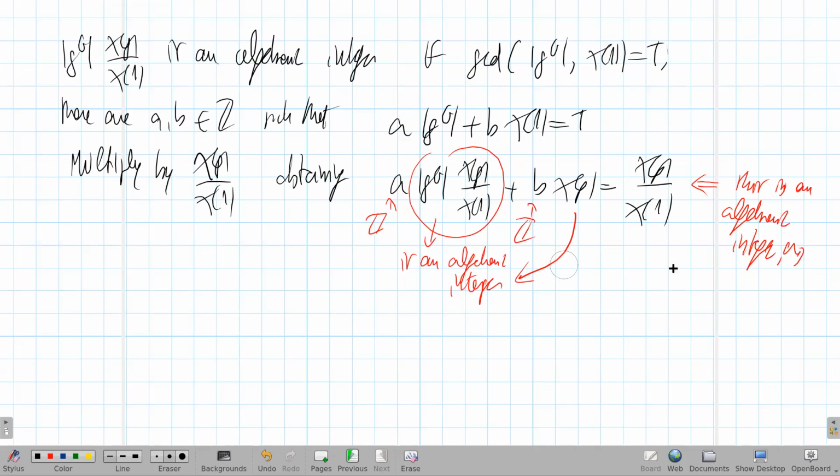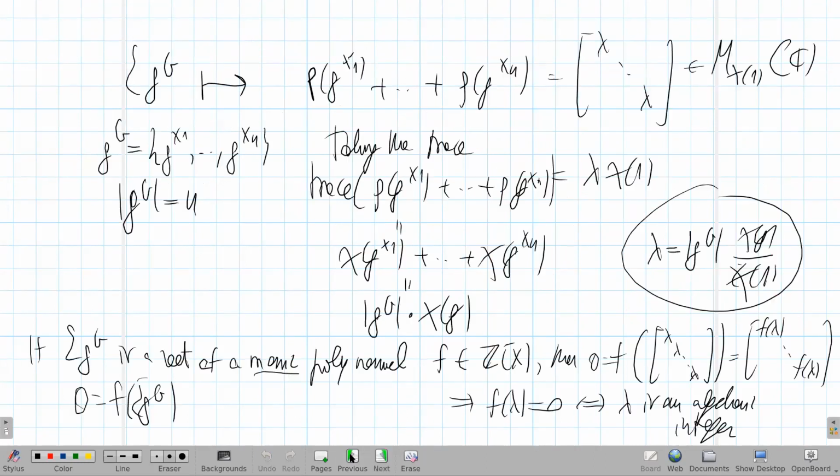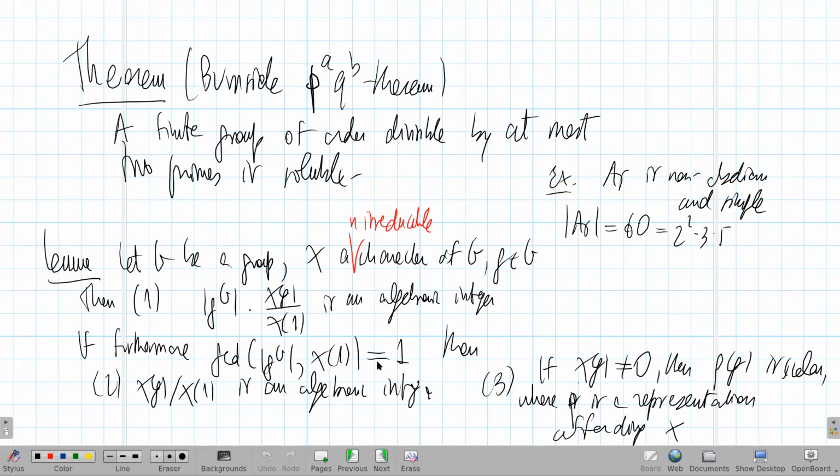As the algebraic integers form a subring of the complex numbers. Not a subfield, because if you divide 1 by 2, you get 1/2, which is not an algebraic integer, but a subring. Okay, so this is statement 2 in the lemma, that if these two are coprime, then this is an algebraic integer.